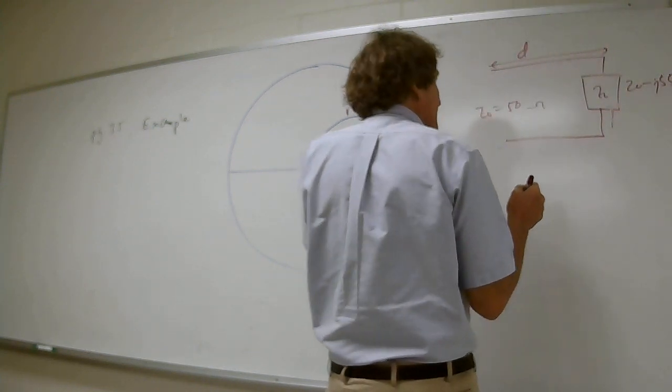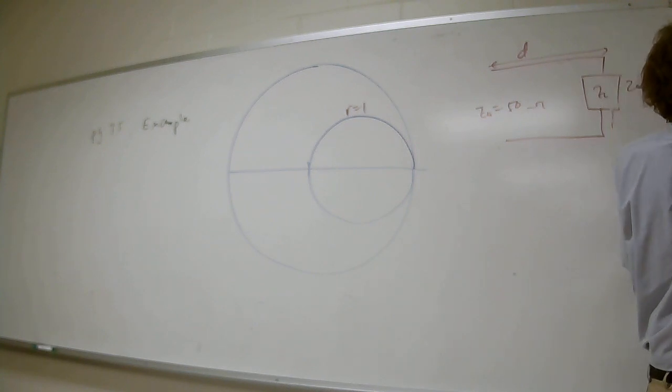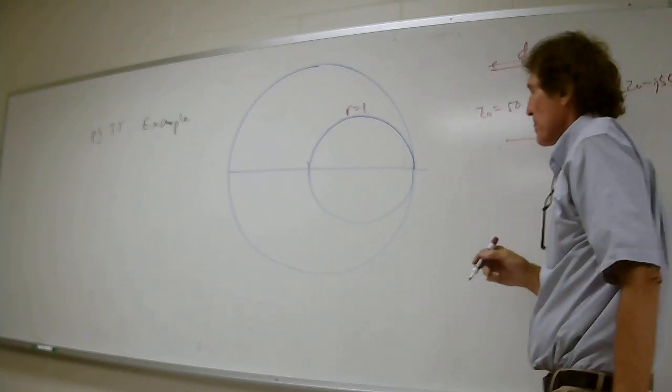So first we have to take this and we have to normalize. We always get ZL first. So what is ZL? That's going to be 20 minus j55, did you say? Over 50, so what's that? That's going to be 0.4 minus j1.1. So we're going to locate that point.